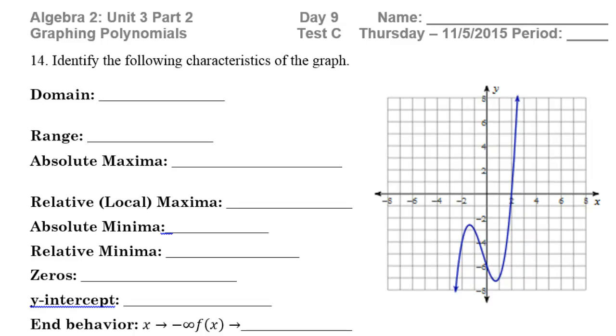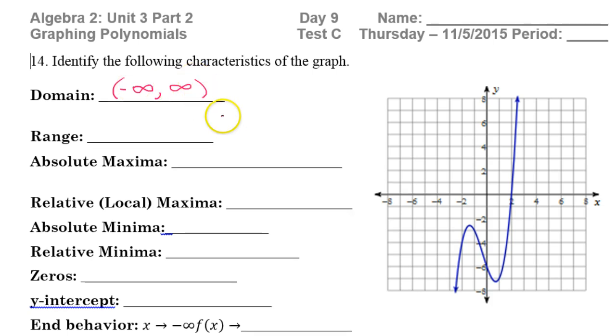Alright, in this video we will review how to identify important characteristics of a graph. For example, domain. Domain represents the x values of a function. It's how far the function goes from left to right. This graph goes to the left forever and it goes to the right forever. So the domain is going to be negative infinity to positive infinity.